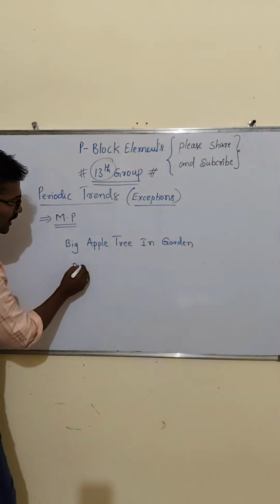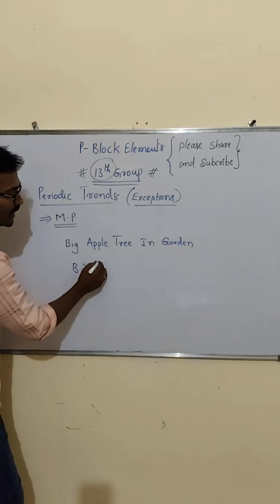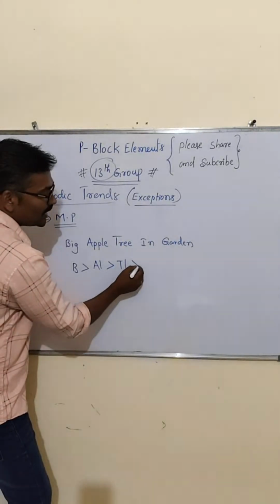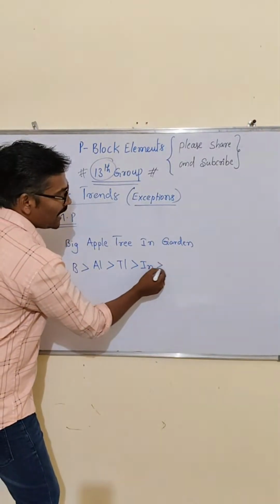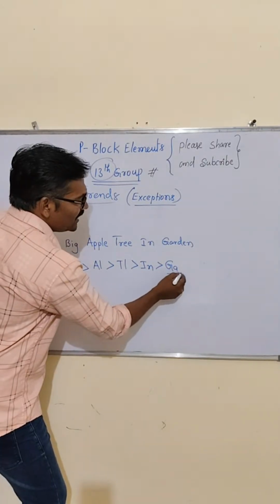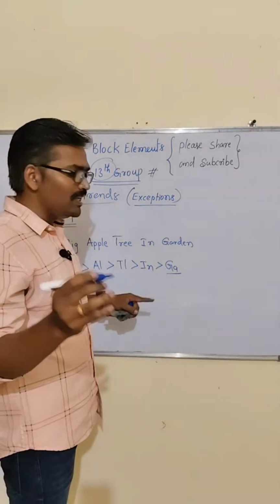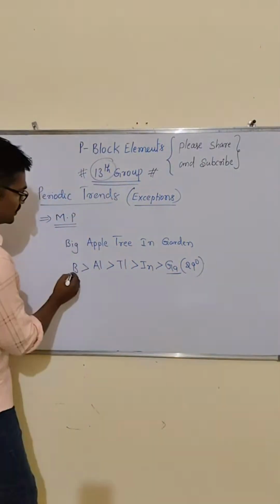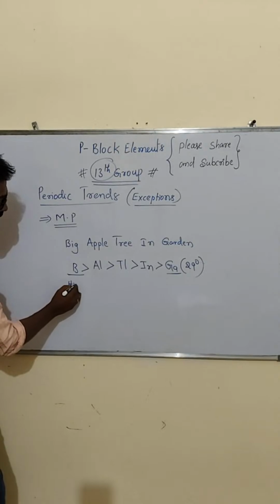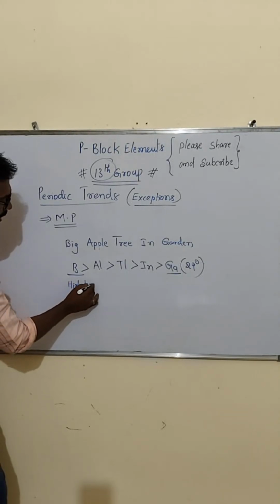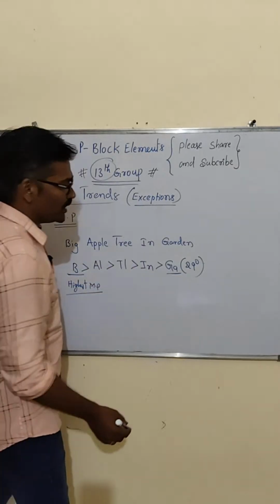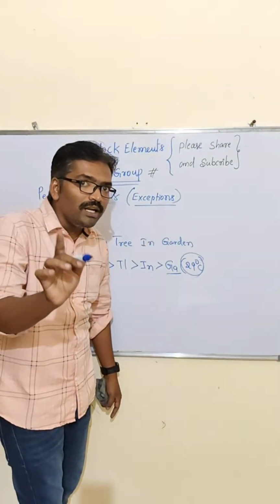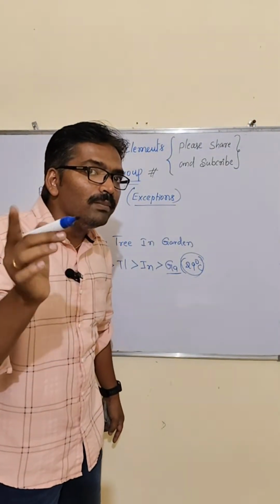Boron has the highest melting point. Then after it aluminium, then thallium, then indium, then gallium. Gallium has the least melting point, my dear students, that is 29 degrees Celsius. So gallium can melt at room temperature itself.